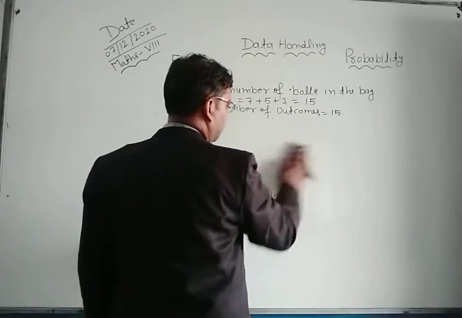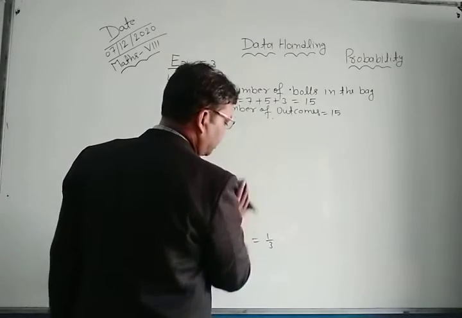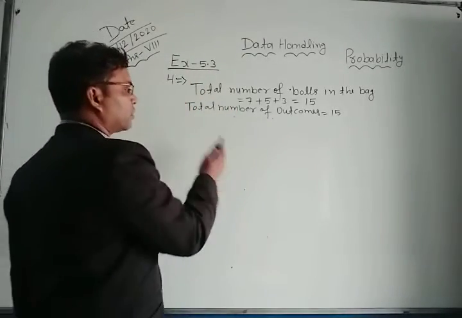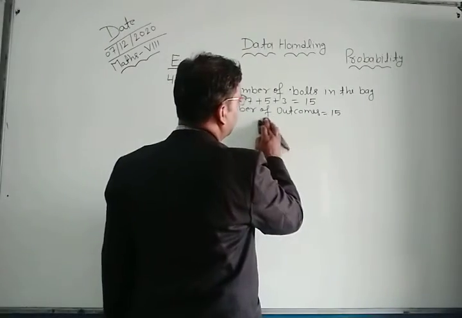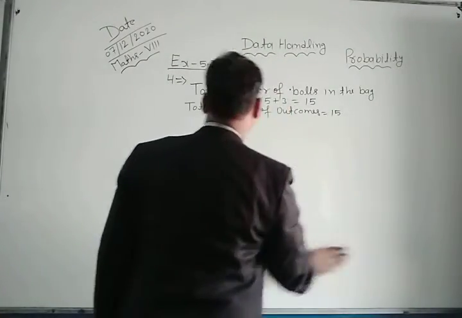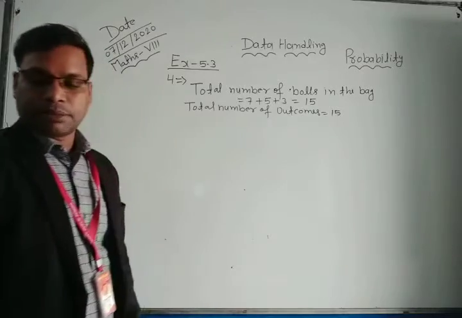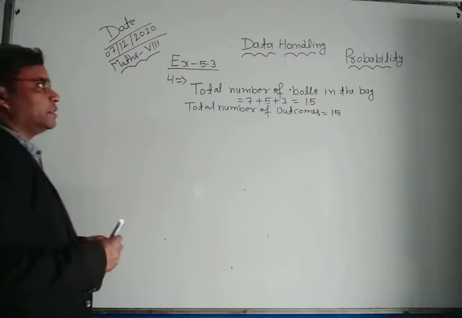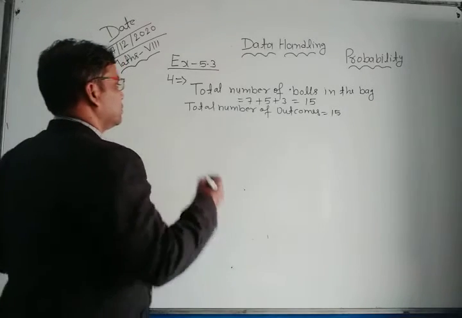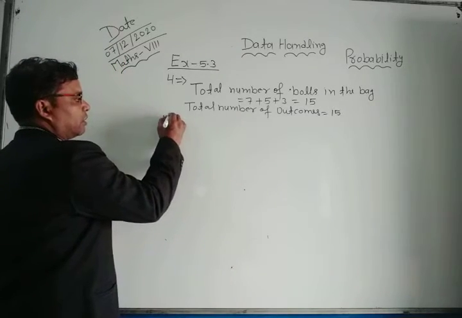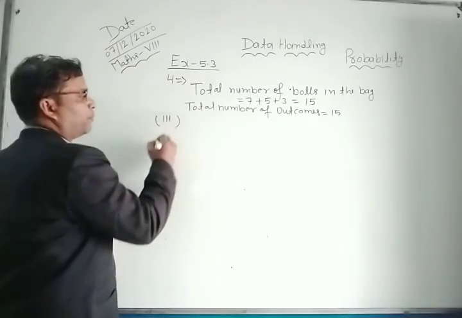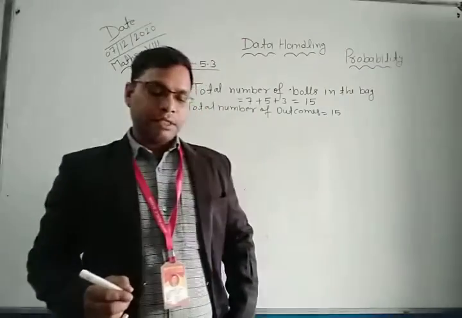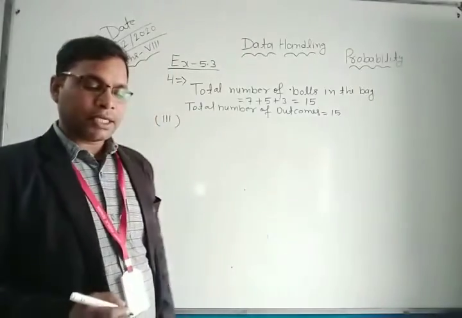Exercise 14.3, question number 4. Chapter data handling, especially probability. Okay. In your class, probability and data handling are in the same chapters, so we write the chapter's name is probability, not data handling. Okay. Sorry, data handling, not probability. This is question number 4, third part. What is the third part? The event is getting a non-blue ball.